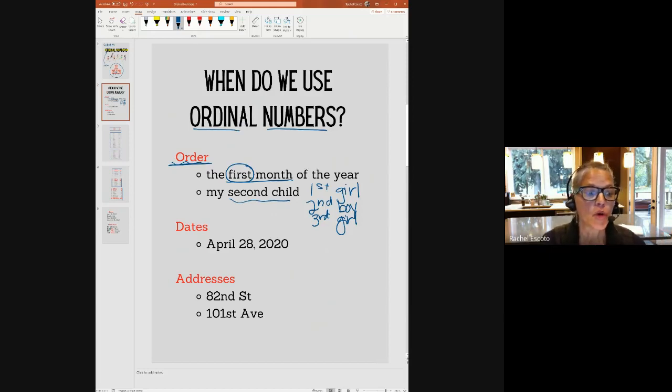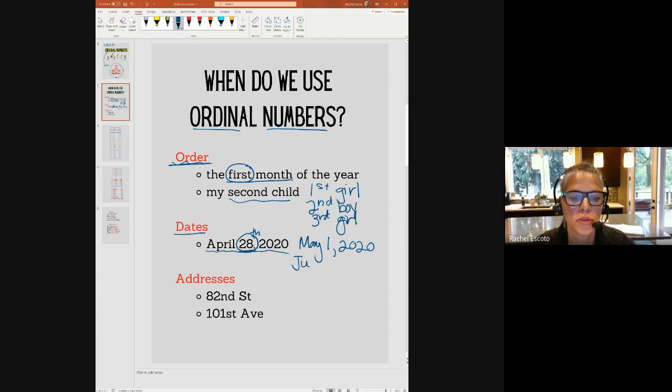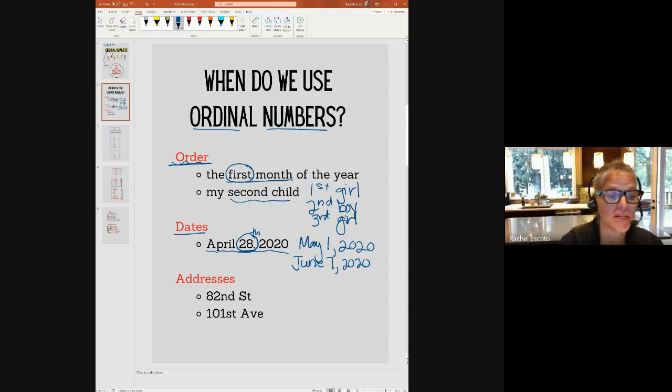We also use ordinal numbers when we say dates. Now, when we write dates, we use cardinal numbers. We write April 28, 2020. But when we say dates, we don't write, we say, we use an ordinal number. We say April 28th, 2020. May 1st, 2020. June 7th, 2020. And I will tell you how to say dates.